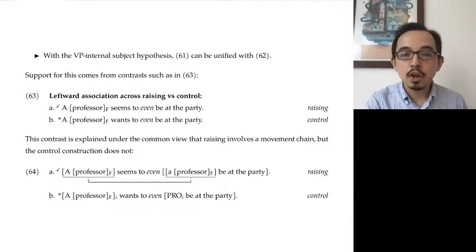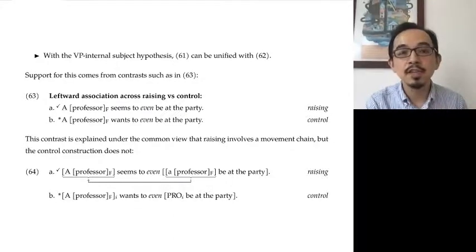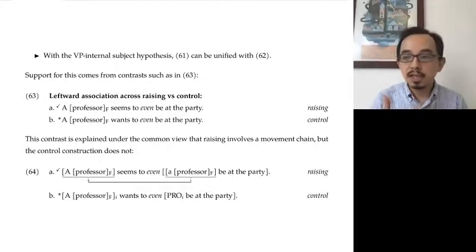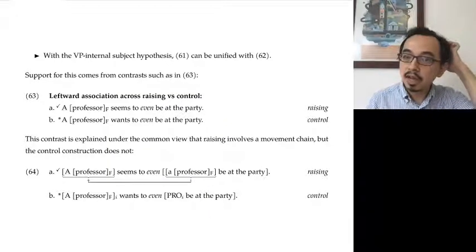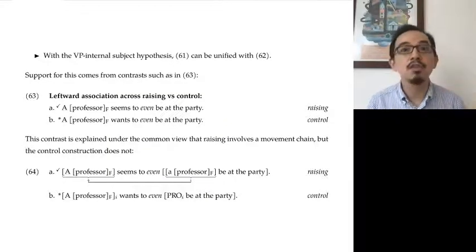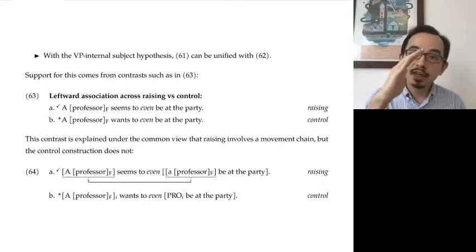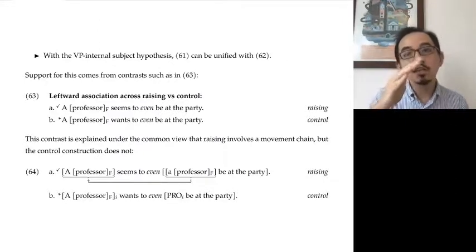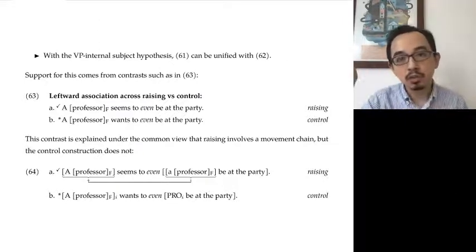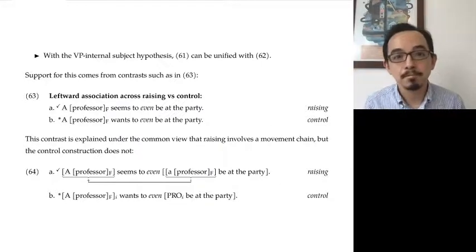As I noted, with the VP internal subject hypothesis, which Jackendoff didn't have in the 70s, the data that we just saw in 61 and 62 can be unified. There's a unified description, which is that sentential only in English cannot associate with material which has moved out, but even and also can.